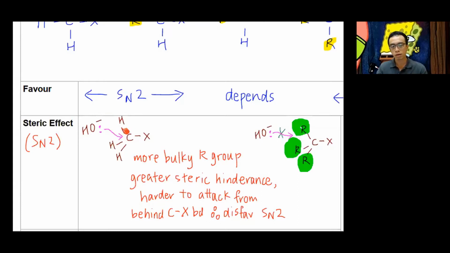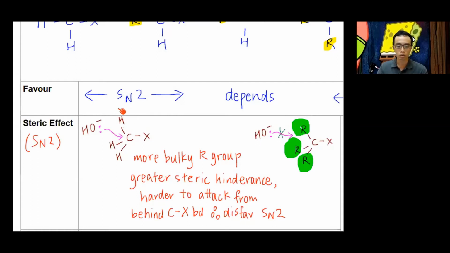How effective they are at blocking the OH minus depends on the size. If I look at my methyl halide, this is hydrogen. Hydrogen is useless, right? Because hydrogen is like peanut size. It has only 1 electron, which is involved in the C-H bond formation, so it doesn't have any spare electron cloud to act as an effective barrier. So the OH minus can just walk in and kick out the X minus. The back door is super exposed, and there's nothing to block the entry of your incoming group. So if you're a methyl halide, you will favor the SN2 mechanism.